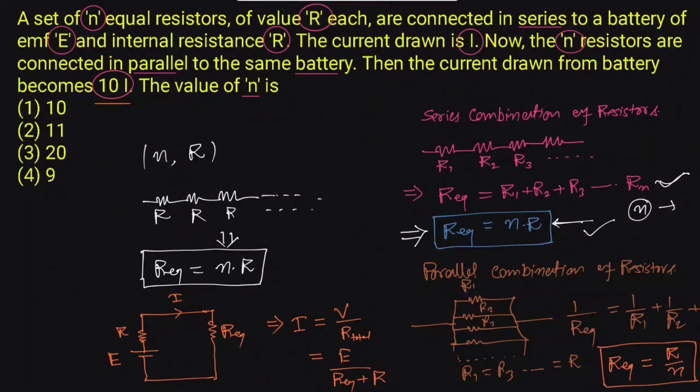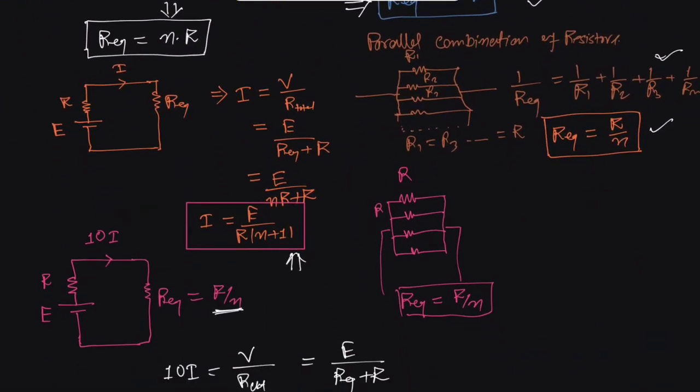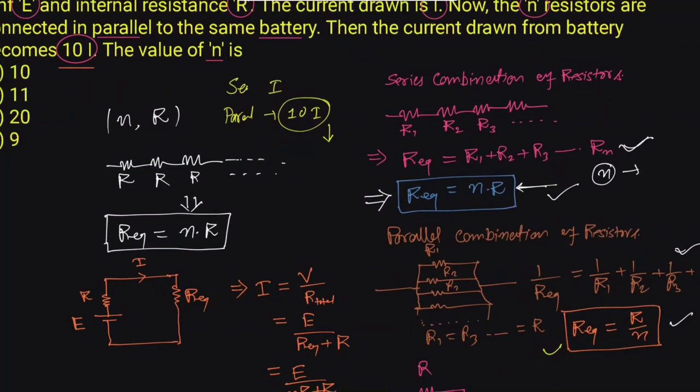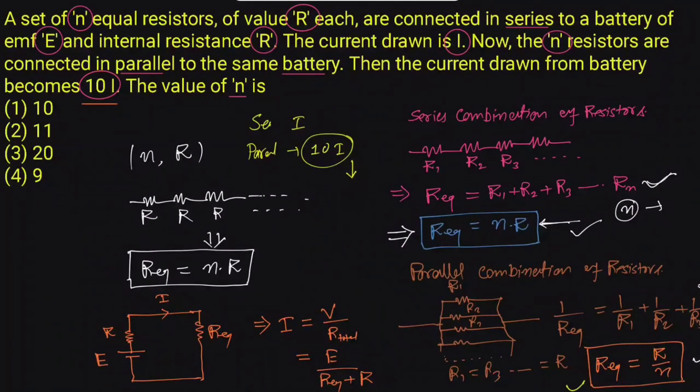So what we have seen is that the current flowing in the series combination is I, while the current flowing when the resistors are connected in parallel is 10I. When the current is higher, it means the resistance offered by the circuit is lower, and as we all know, in case of parallel combination the value of resistance decreases, while in case of series combination the value of resistance increases. So this is the concept behind this. I hope now you have got the idea behind this.